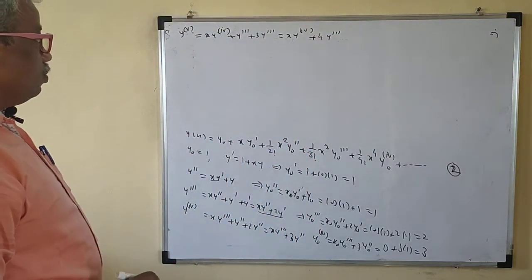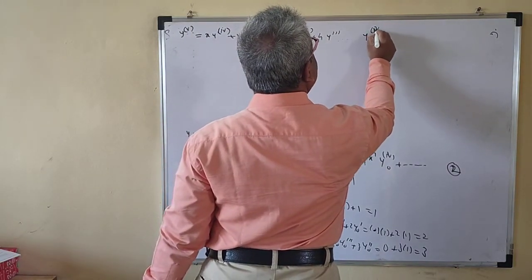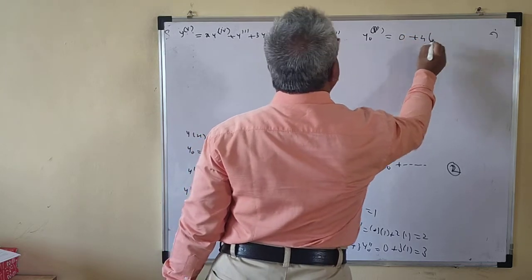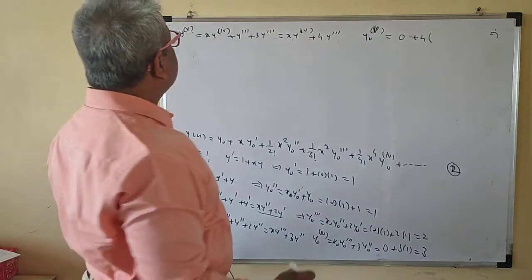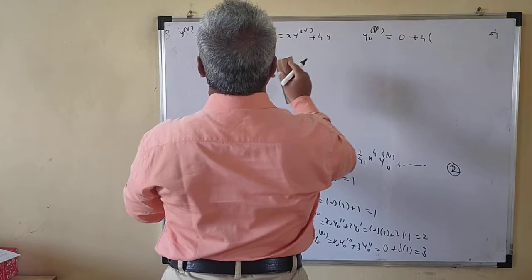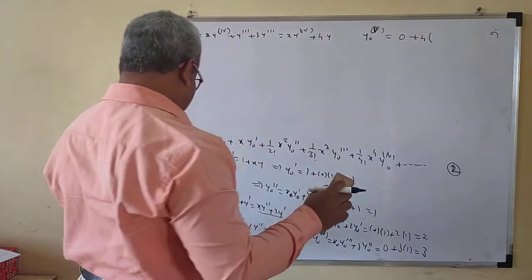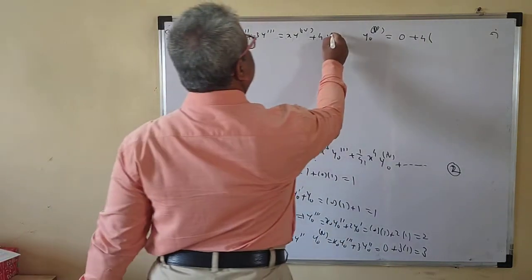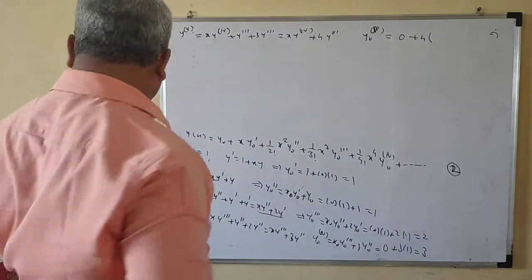Now we'll write the fifth derivative. It is equal to 0 plus 4 times the fourth derivative. We are differentiating this. Oh, this is the third derivative. Your third derivative is 2 now.